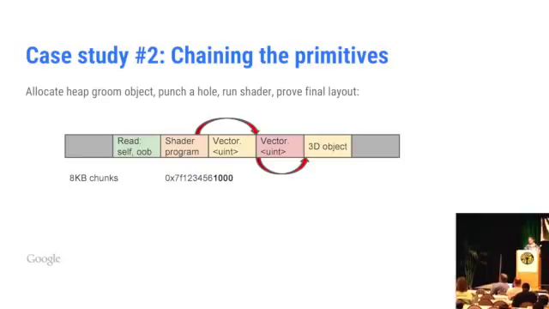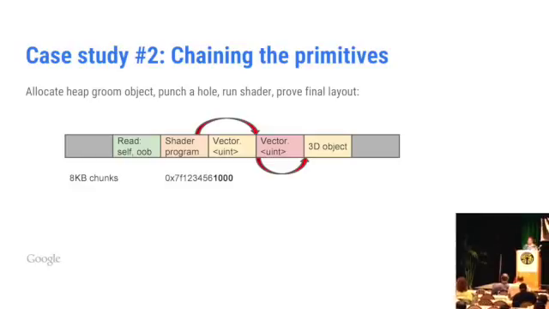Eventually, there are actually 5 objects we care about. Once we've proved that they're all in a row, we're actually in a really good place now. We've got this shader program, which is the second object along, and that's where we have this bug where we can write out of bounds crossing a heap chunk, which normally would be reliability done, you're done.